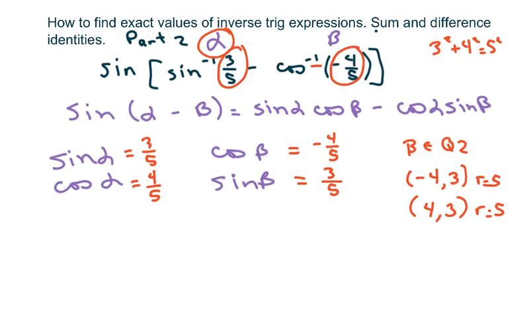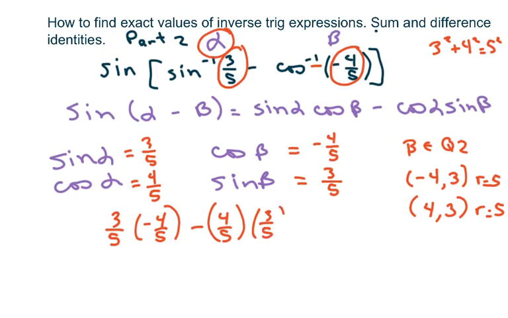Okay, so we just fill everything in, and you get sine of alpha is 3/5, and cosine of beta is negative 4/5, minus cosine of alpha is 4/5, and sine of beta is 3/5. So we're going to have negative 12 over 25 minus 12 over 25. And this is going to equal negative 24 over 25. So our answer is negative 24 over 25.